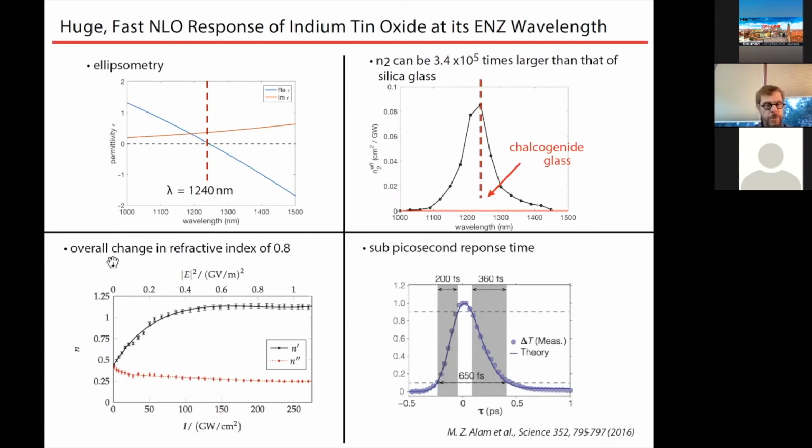There's a very, very pronounced peak in the nonlinear response at the ENZ wavelength. We then measured the overall change in refractive index, and we found that the real part of the refractive index can change by 0.8, almost a unity change in the refractive index. And all of this is with a sub-picosecond response time. So that's the material that I have been pushing in my own research.